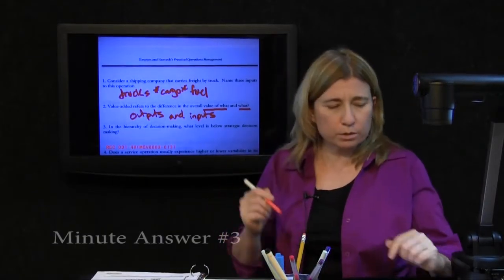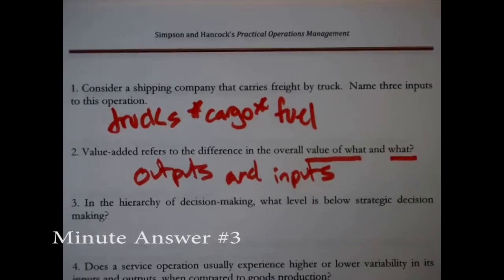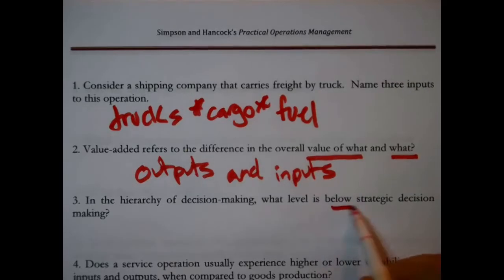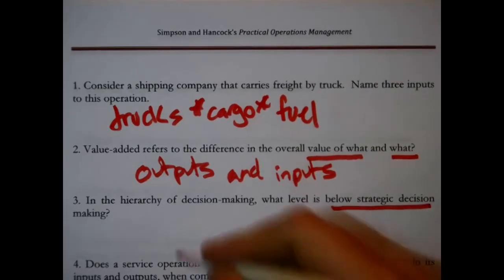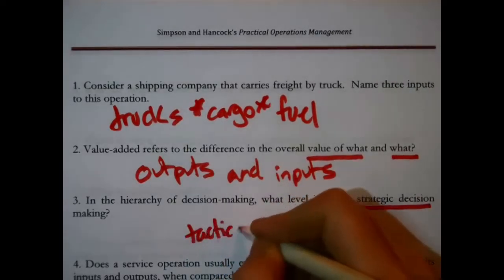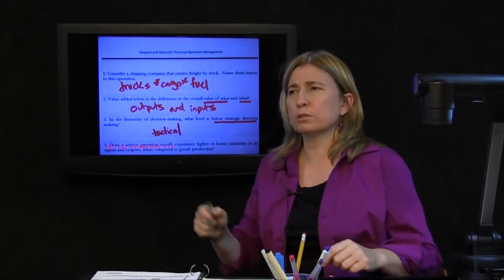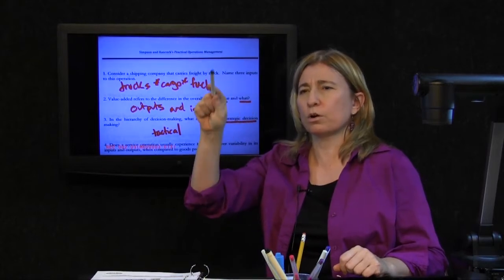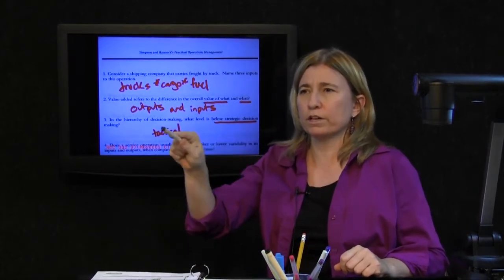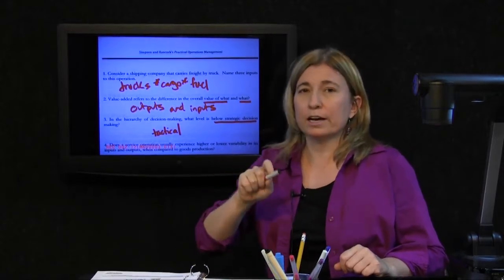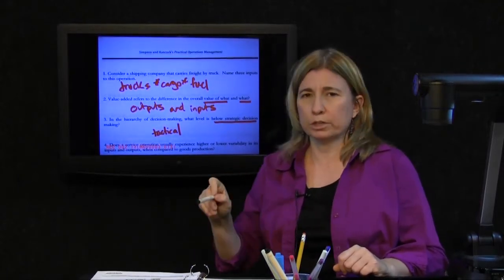All right, next question. In the hierarchy of decision making, what level is below strategic decision making? That would be tactical. Because we remember the hierarchy of decision making is strategic first, set goals, then tactical, figure out how to get it done, and then implementation. Okay, put it into action, and it's probably going to need some adjustment.